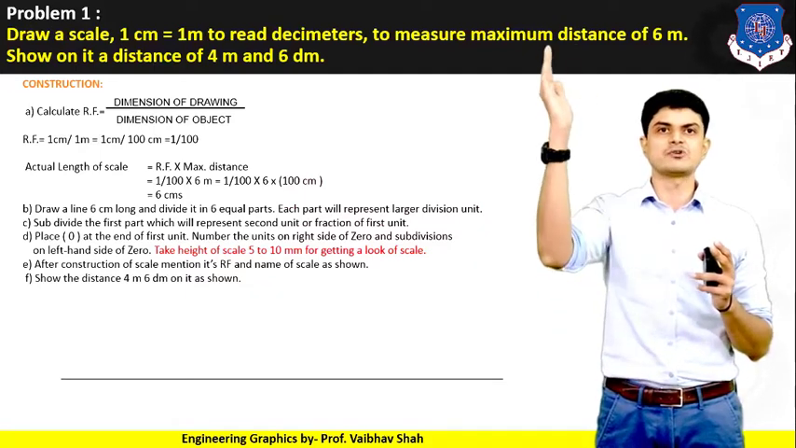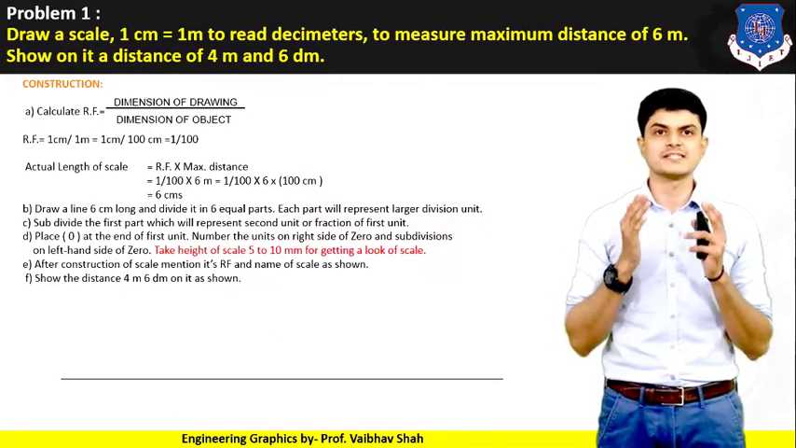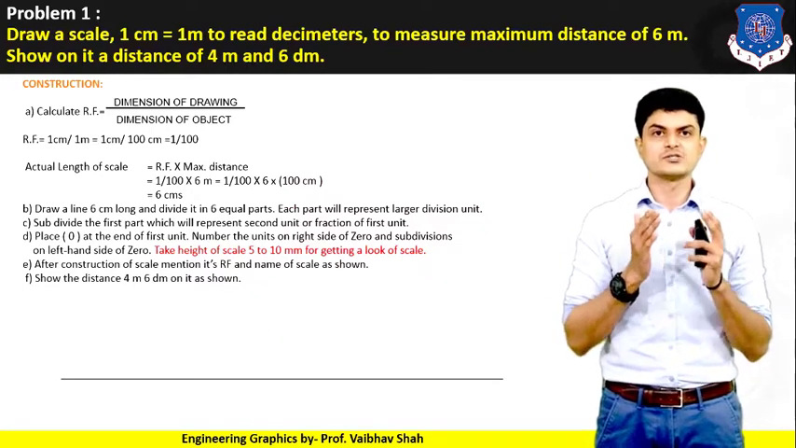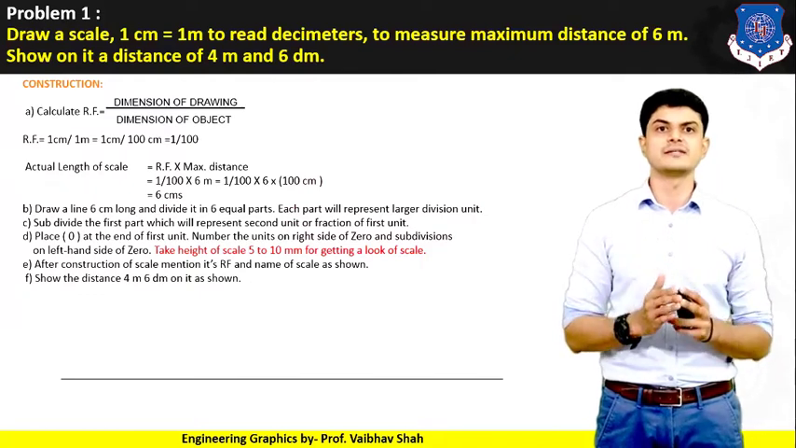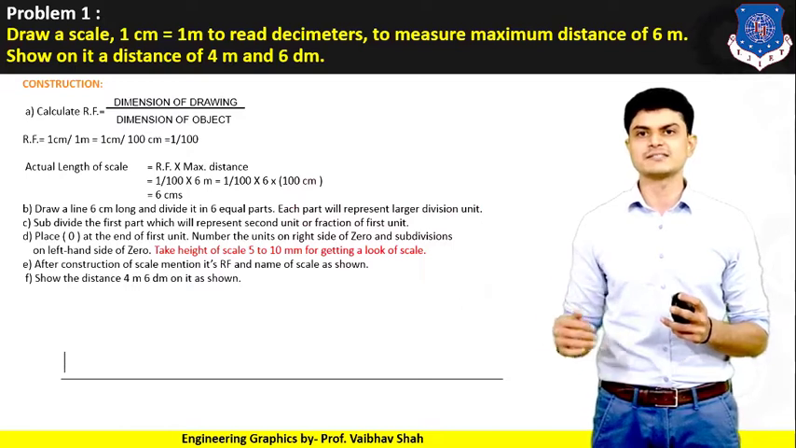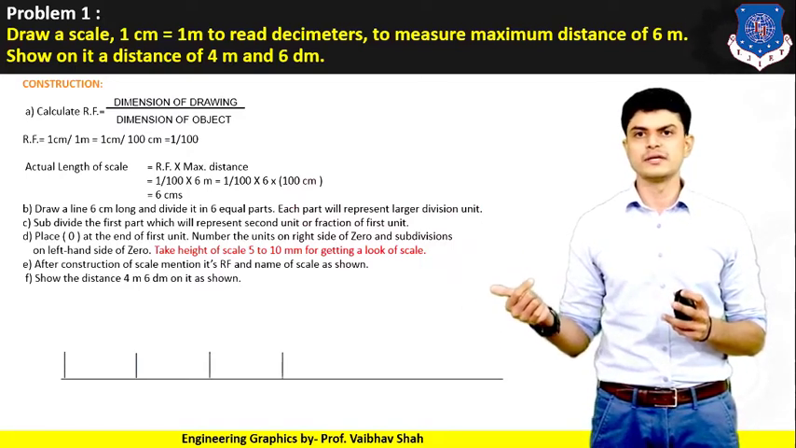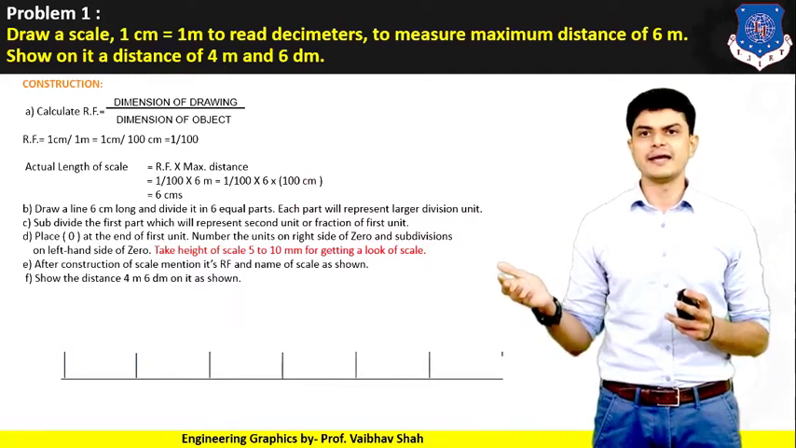So here maximum length to be measured is what? 6 meters. That means our significant digit here is 6. So we need to compulsorily divide this line into 6 parts. So let us divide this line into 6 parts now. So 0, 1, 2, 3, 4, 5 and 6.